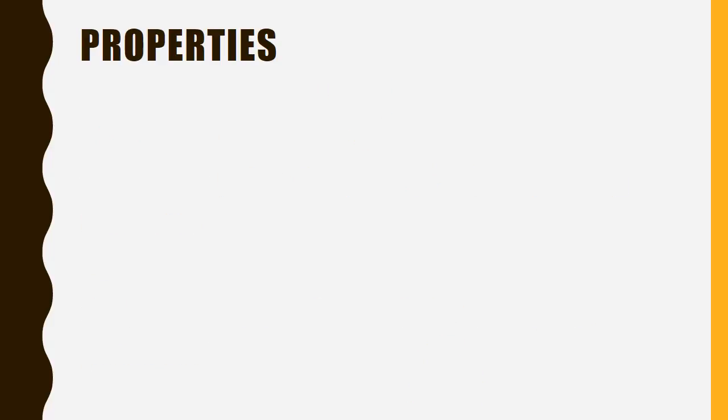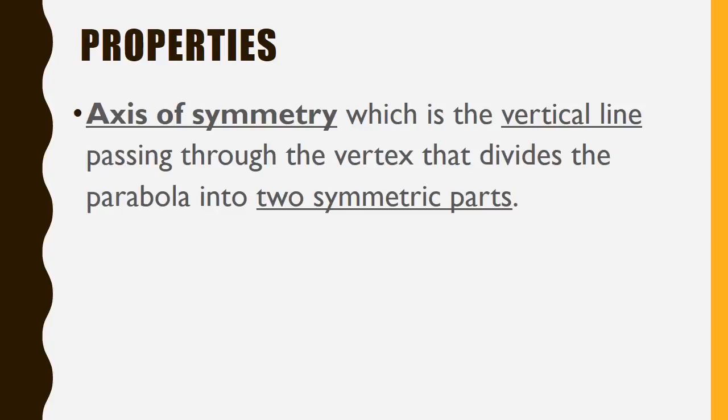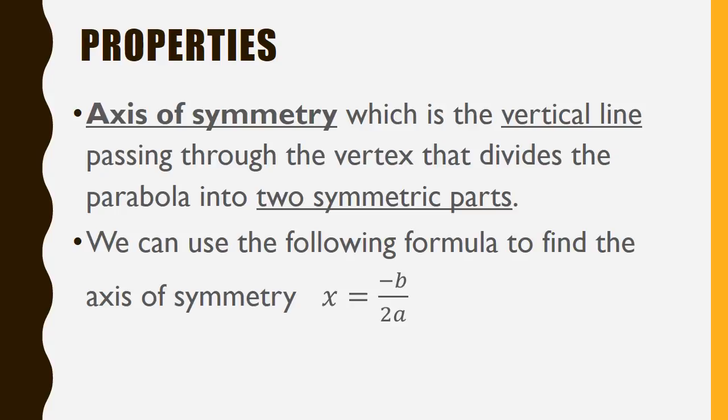We're going to also talk about the axis of symmetry, which is the vertical line that passes through the vertex and divides the parabola into 2 symmetric parts. Now, since it's a vertical line, that means it has an equation. And the equation for the axis of symmetry has a formula, which is x equals negative b over 2a.